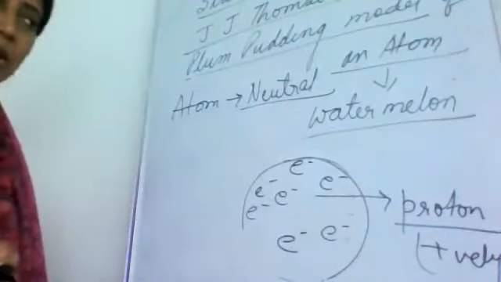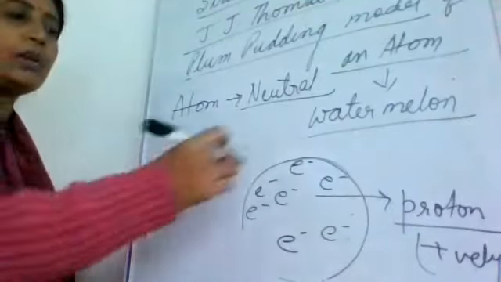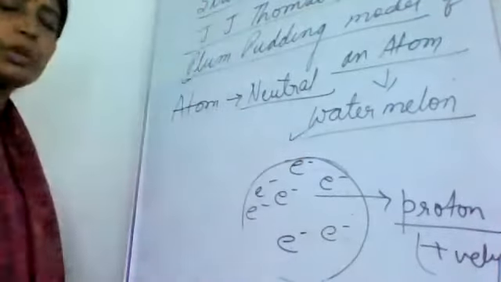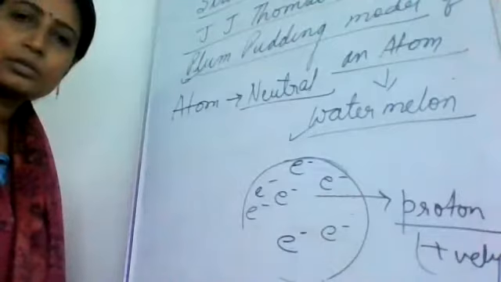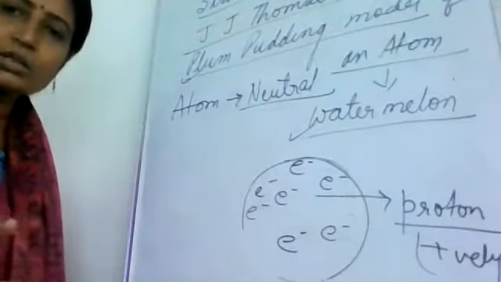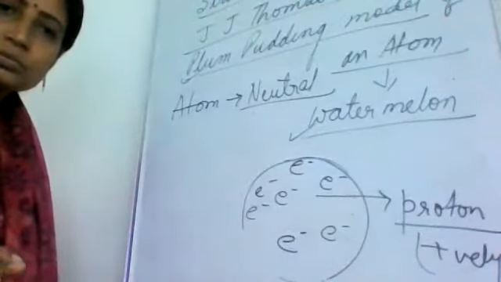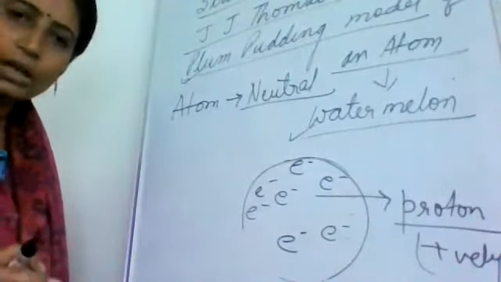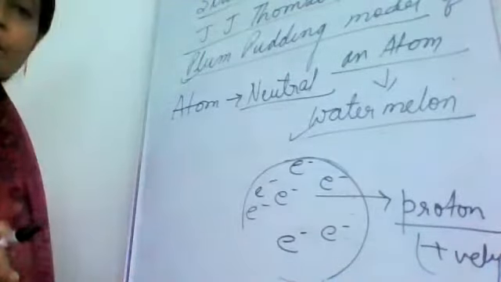So his model of an atom was compared with a watermelon, like the plums in the pudding, like the cherries in the cake. Why was it compared? I hope the thing is now clear to you. So J.J. Thomson's model of an atom is clear.